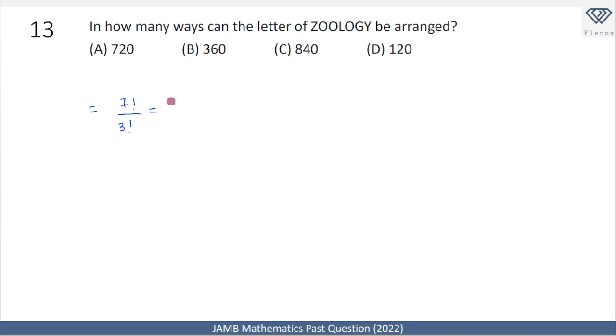Now we know that 7 factorial is the same thing as writing 7 times 6 times 5 times 4 times 3 factorial, over 3 factorial. Now this 3 factorial can cancel out this 3 factorial, and we're left with 7 times 6 times 5 times 4, and that is 840. So in other words, there are 840 ways in which the letters of zoology can be arranged, and the answer is option C. So moving on to question 14.